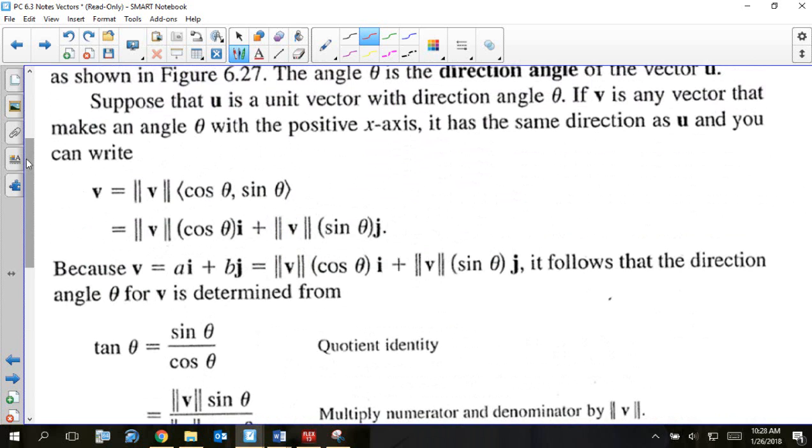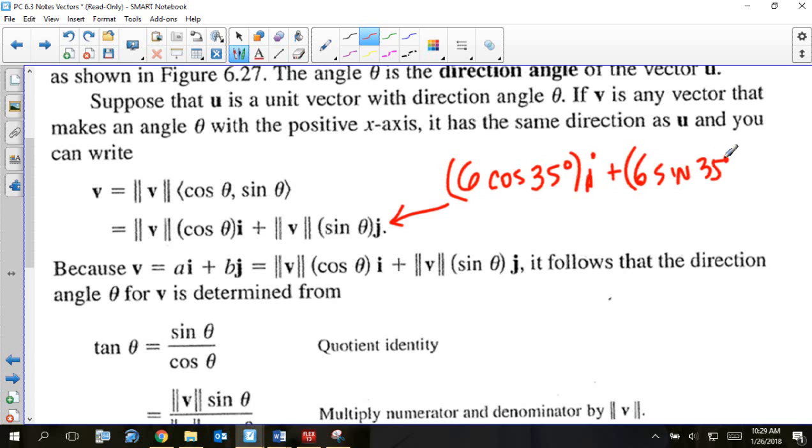So if we have something that looks like any of these, only they're going to give you information. I'm just going to show you something that might look like that one. If we have 6 cosine 35 degrees i plus 6 sine 35 degrees j, what would be the magnitude?